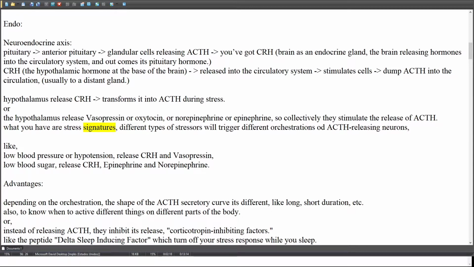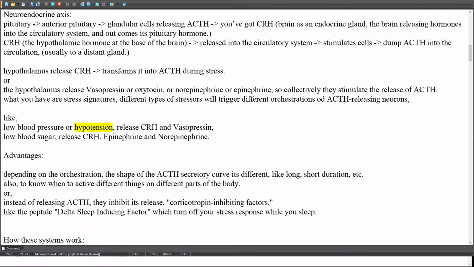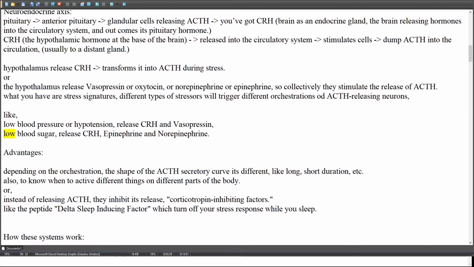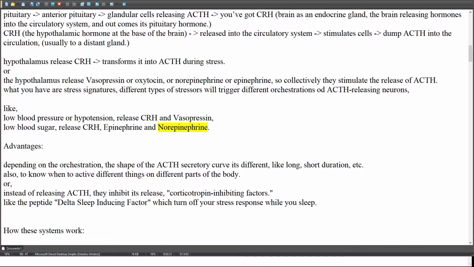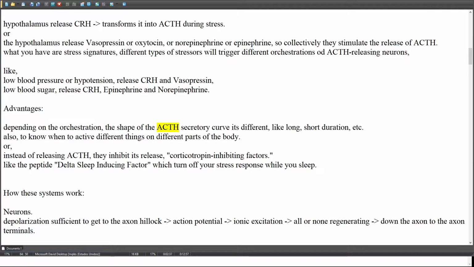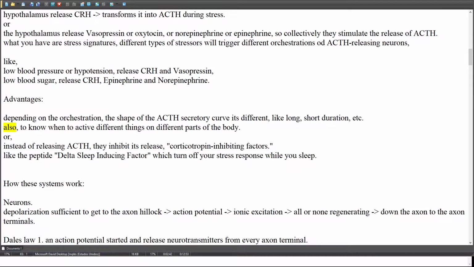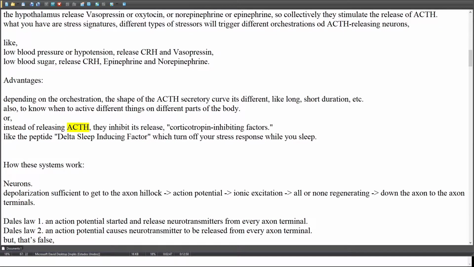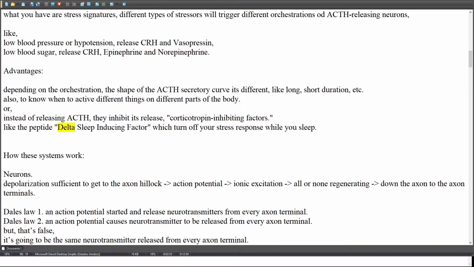What you have are stress signatures: different types of stressors will trigger different orchestrations of ACTH-releasing neurons. Like low blood pressure or hypertension releases CRH and vasopressin. Low blood sugar releases CRH, epinephrine, and norepinephrine. Advantages: depending on the orchestration, the shape of the ACTH secretory curve is different, like long or short duration, etc. Also, to know when to activate different things on different parts of the body. Or, instead of releasing ACTH, they inhibit its release, corticotropin inhibiting factors, like the peptide delta sleep-inducing factor, which turns off your stress response while you sleep.